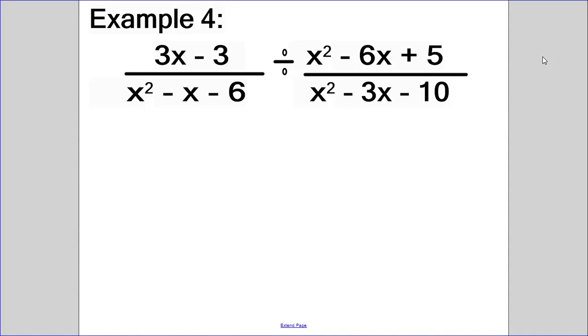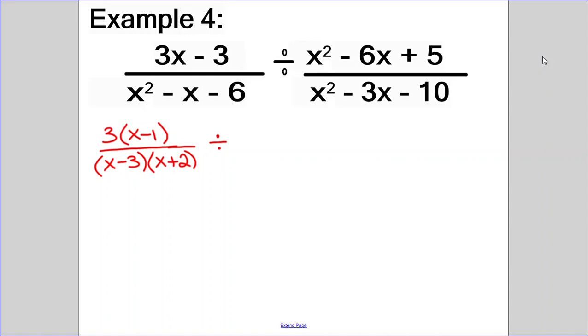Alright, so in our first term, it looks like I have a 3 that can be factored out, x minus 1. On the bottom, it looks like I have 2 things that multiply to make negative 6, add to make negative 1. So it looks like I'll have x minus 3 and x plus 2. And then looking at my next term, I'm going to keep my division for right now. And then we're going to take a look at factoring this.